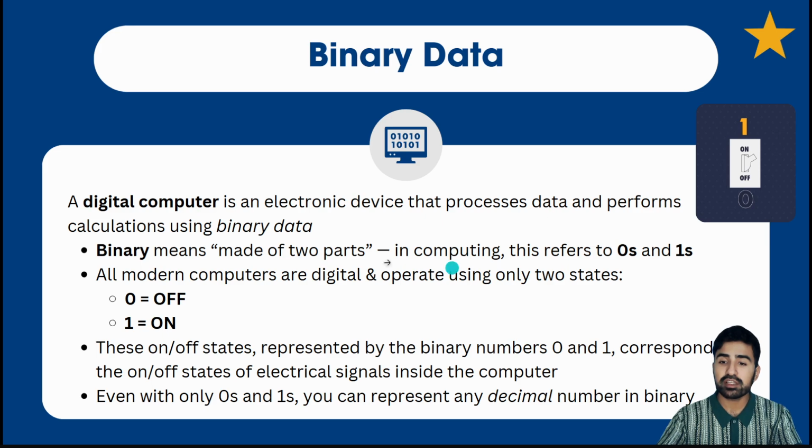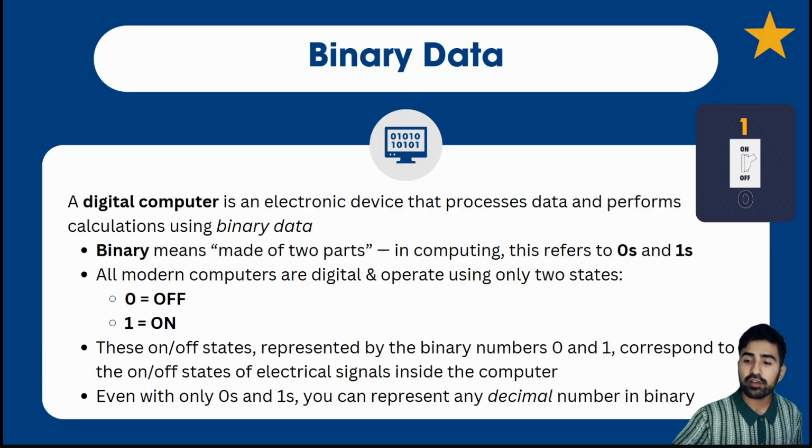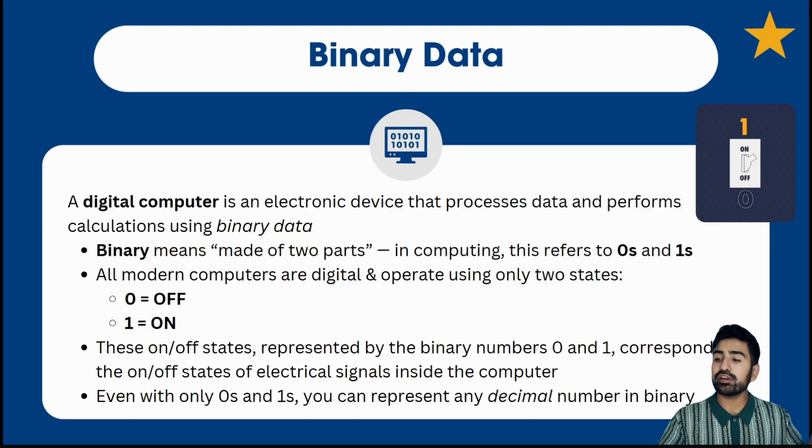Off is represented by a zero. Zero means empty, right? Of course, it's going to mean off. And then if we want to represent the on state of one of those electrical signals running through our computer, then we're going to use the number one. So these on or off states represented by the binary numbers 0 and 1. In binary, there's only the two numbers. Remember, binary, two states. So 0 and 1 is naturally the ones we go for.